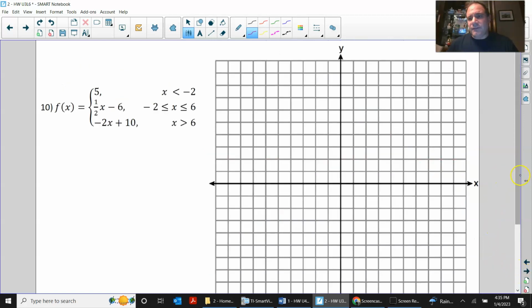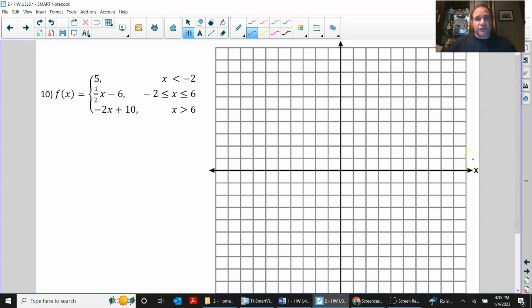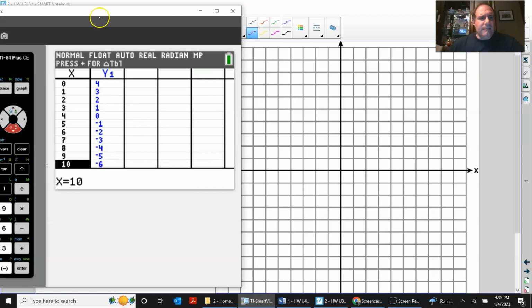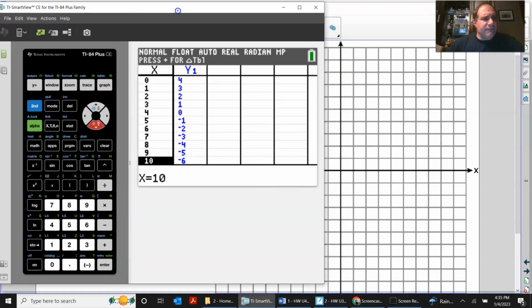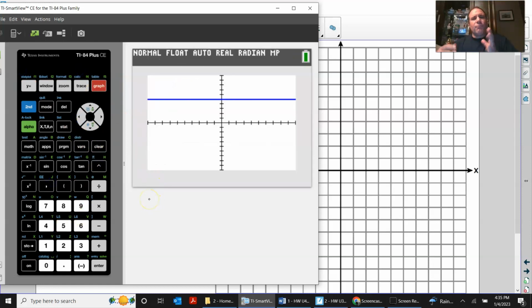Number 10 has 3 functions here that you have to graph. So we're going to take this y equals 5. On my graphing calculator, I'm going to put y equals 5 first. I'm going to clear that out. Press 5, graph. That's the y equals 5.